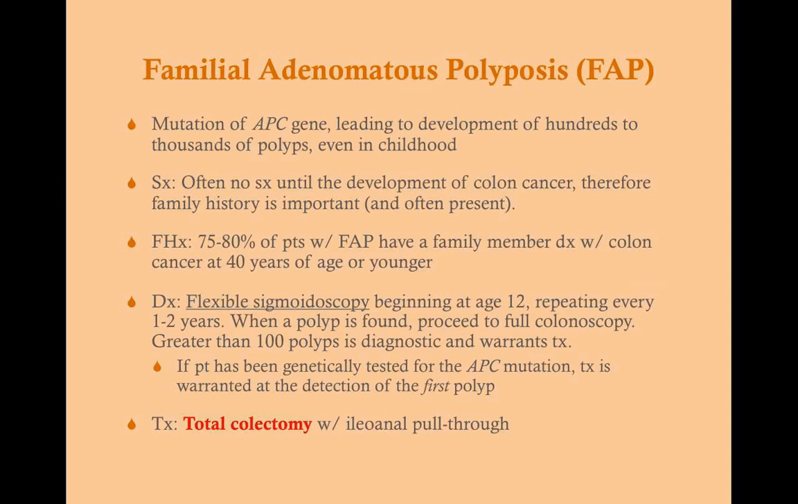So familial adenomatous polyposis. You should get 3 things out of those words. Familial, meaning that it's genetic, it's hereditary. Adenomatous, meaning it forms adenomas. Polyposis, meaning it is a disorder where you get lots of polyps. So what we have here is a mutation of the APC gene, and this leads to development of literally hundreds to thousands of polyps, even in childhood.